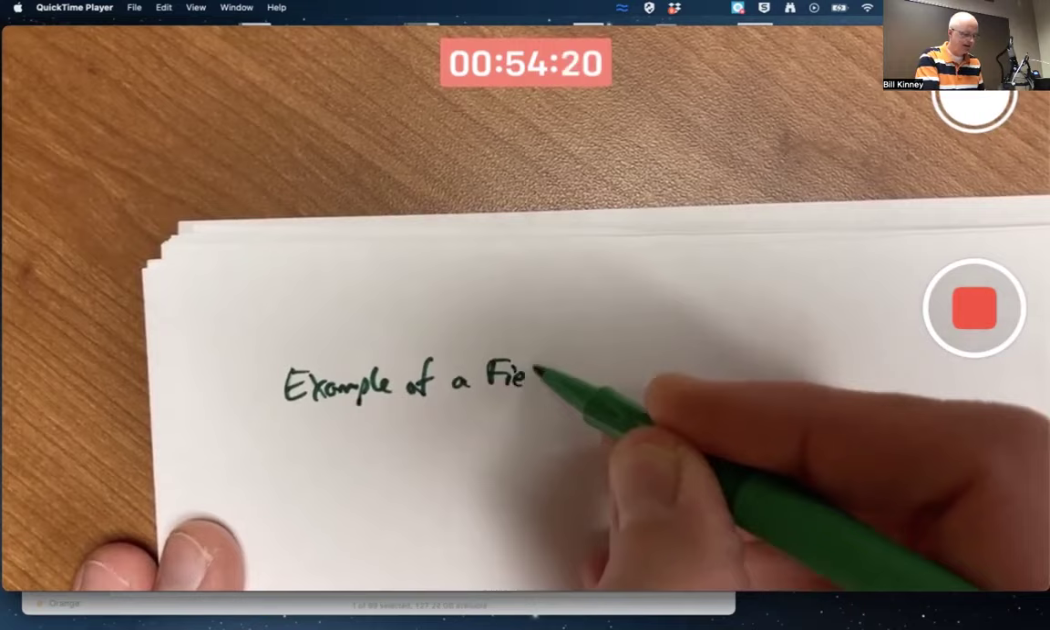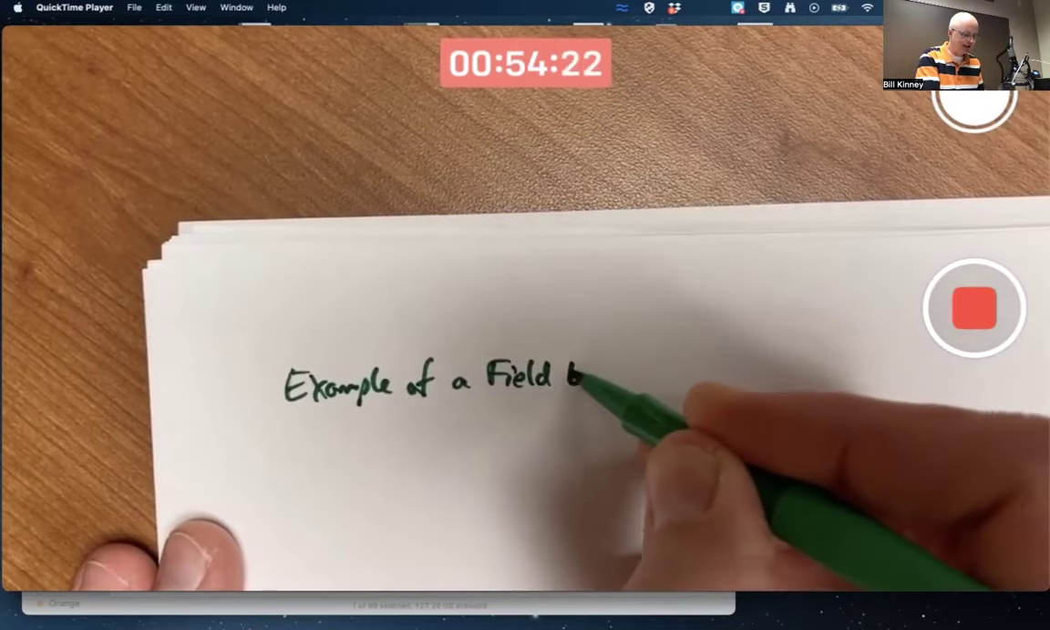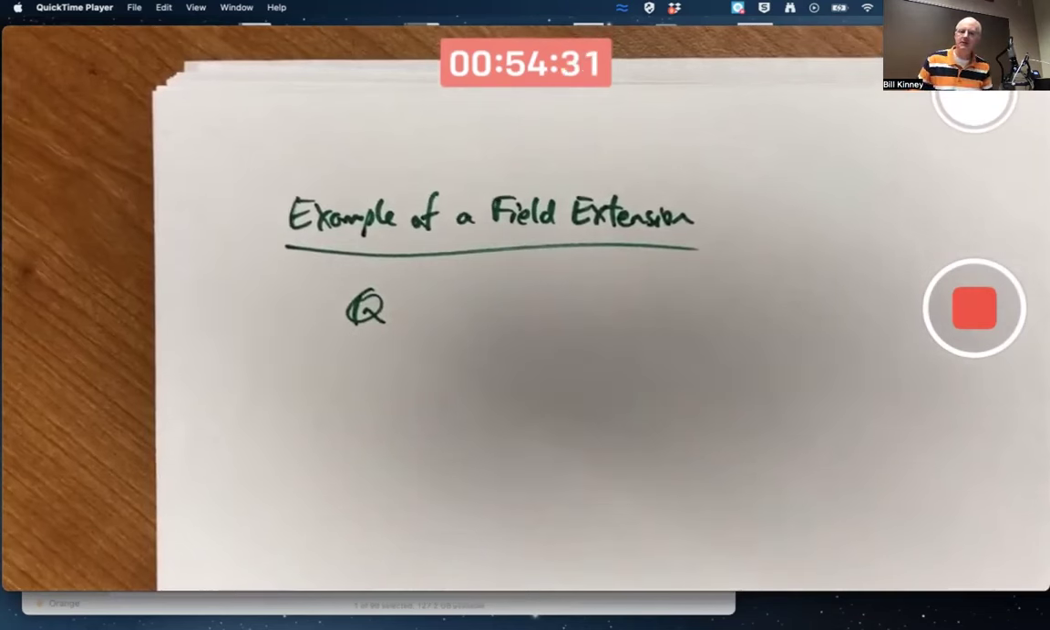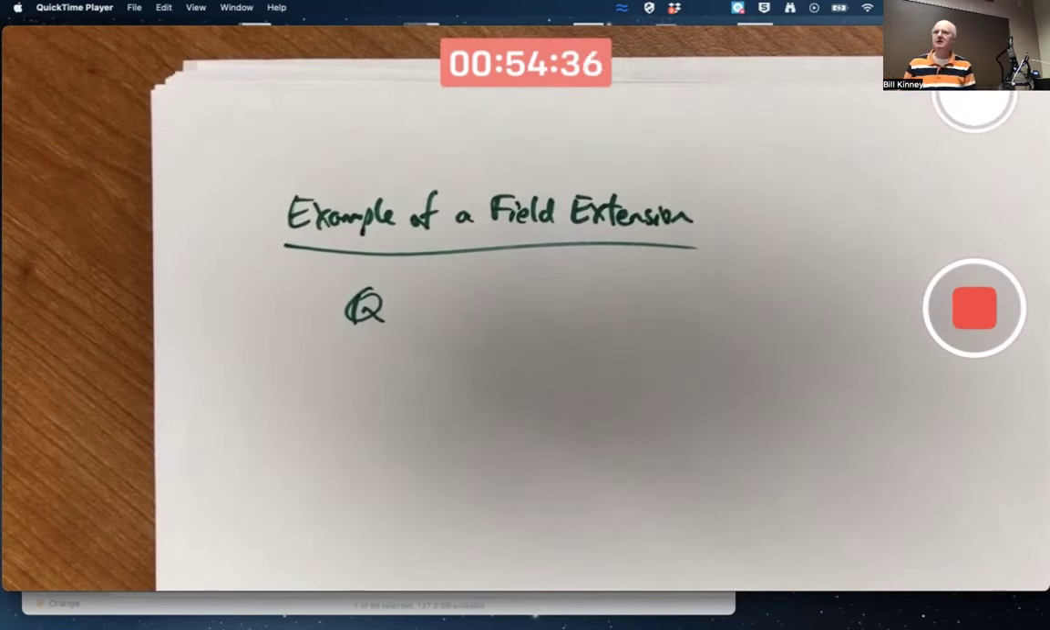Example of what's called a field extension. I'm going to write Q in a fancy way. This does represent the rational numbers. The rational numbers do form a field under ordinary addition and ordinary multiplication of rational numbers. Remember, rational numbers are ratios of integers, fractions, in the usual sense of the word.